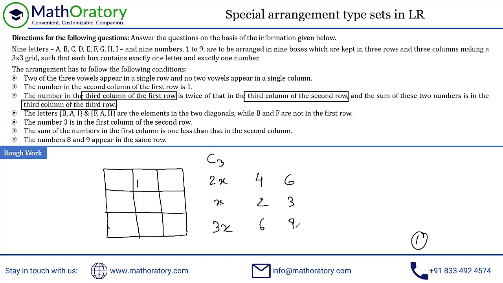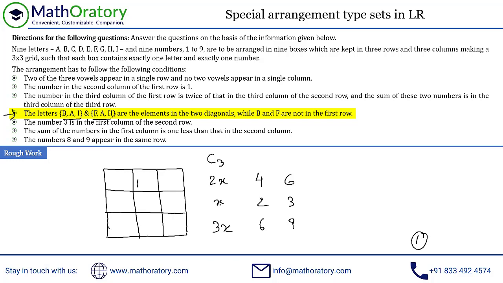If I take 4, the 12 is not among the allowable numbers. So this is the third point. The fourth point says the letters BAI and FAH are the elements in the two diagonals. So you have to understand the two diagonals are intersecting at the very center, right? So out of these three and these three, the common one is A. So of course, this one has to be A.